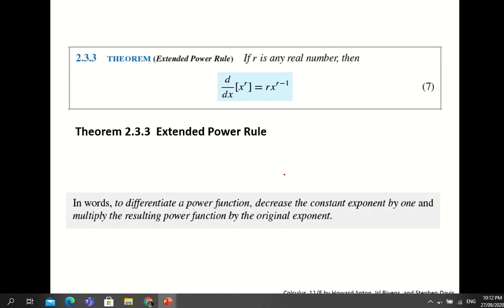Then we also have the extended power rule. If r is any real number, then the derivative of x to the power r equals r times x to the power r minus 1. In words, to differentiate a power function, decrease the constant exponent by 1 and multiply the resulting power function by the original exponent. Okay, so that is how to read it in words.